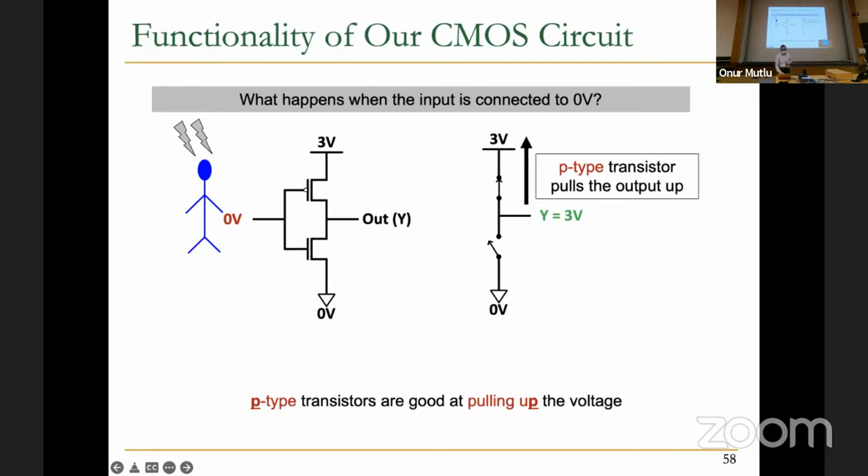At some abstraction level, you need some ways of remembering things. So p-types are good at pulling up. They're terrible at pulling down. That's why they're always connected to the top over here, where you have high voltage, as we will see.